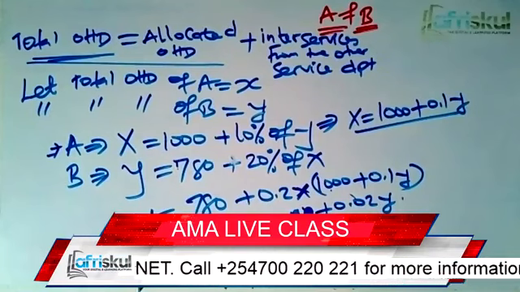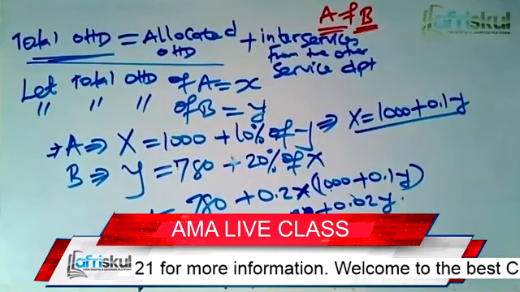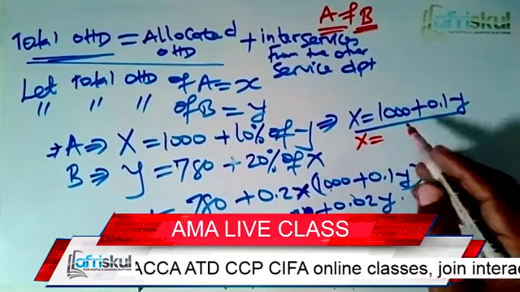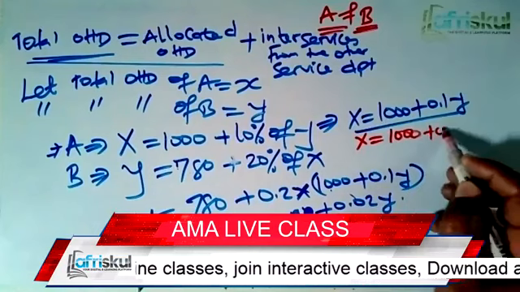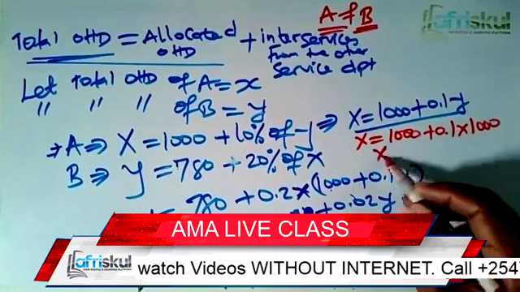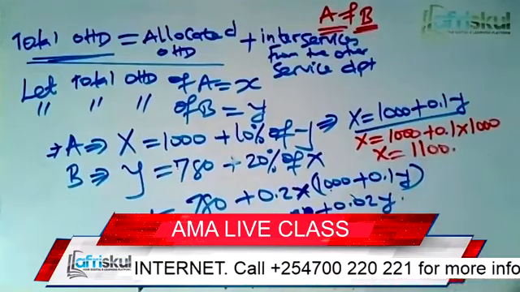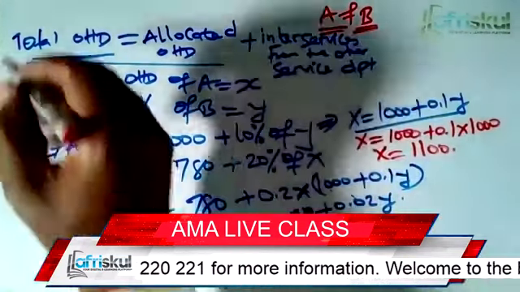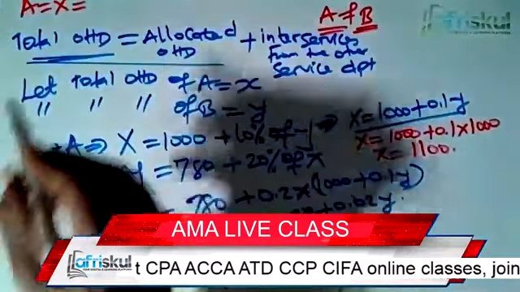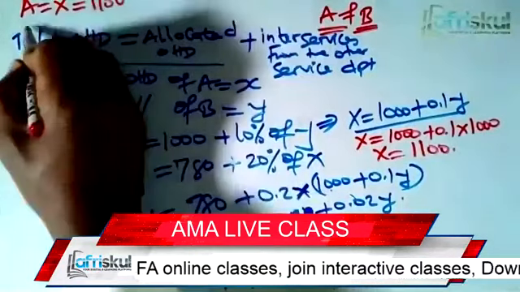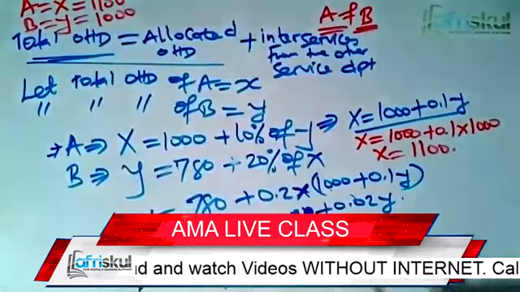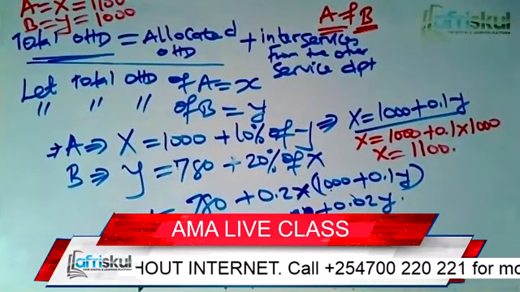Having gotten the value of Y, I'll very easily give you the value of X by plugging in the figure of Y. We have 1,000 plus 0.1 times Y, which happens to be 1,000. Then X will be 1,100. So we are saying something very important here: our department A, whose total overhead is X, is supposed to be 1,100, and B, whose total overhead is Y, is supposed to be 1,000.